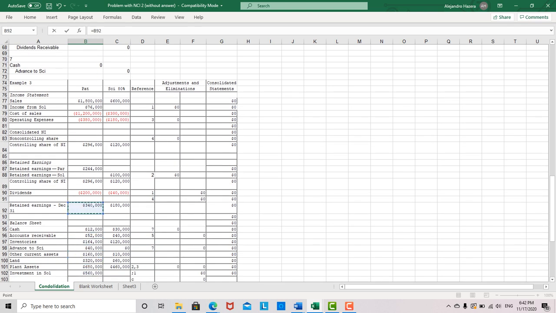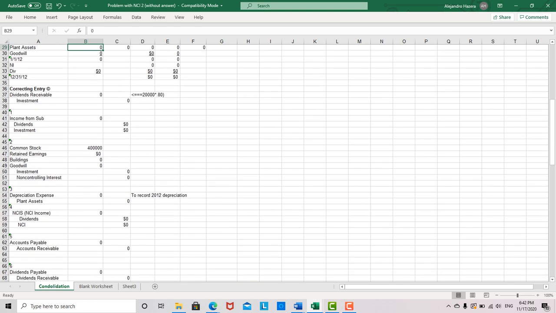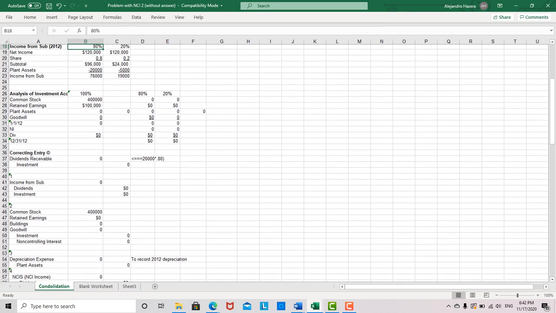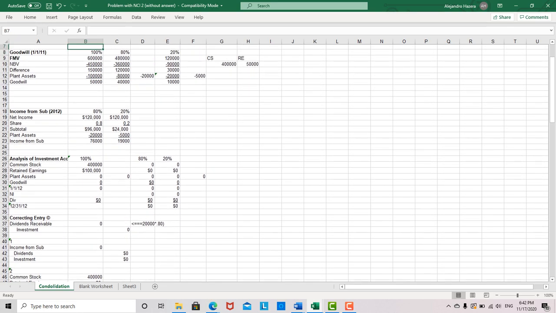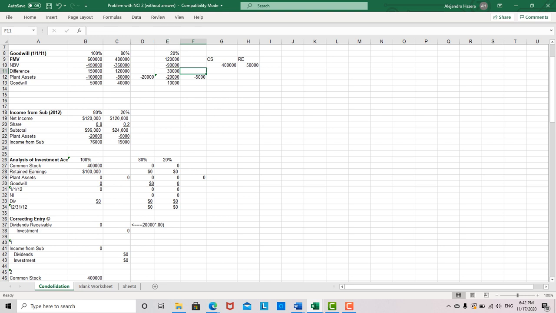The January 1, 2012 retained earnings will be right there, 100,000. Those are your beginning retained earnings for the subsidiary for the year. So that's 100,000. Use those. And you notice that they're double the retained earnings of last year because the subsidiary had income and dividends, whatever.